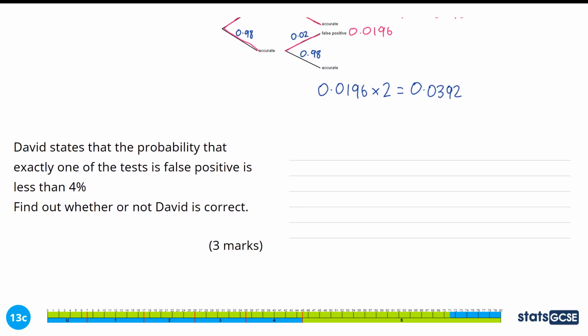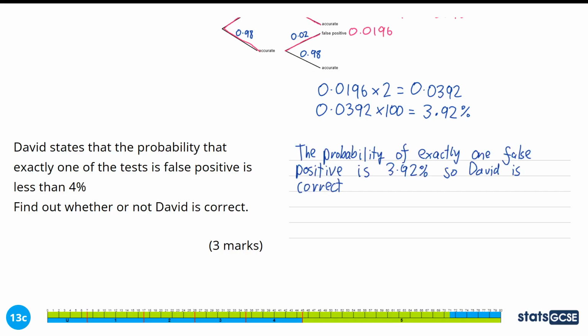Now looking at what he is saying, he's saying that it's going to be less than 4%. So we need to convert this into a percentage, and we can do that by multiplying it by 100. So it will give us 3.92%, which is indeed less than 4%. And finally, we just need to write down what we found. So the probability of exactly one false positive is 3.92%. So David is correct because this is less than 4%. Always make sure you say either that the person is correct or that they're wrong.